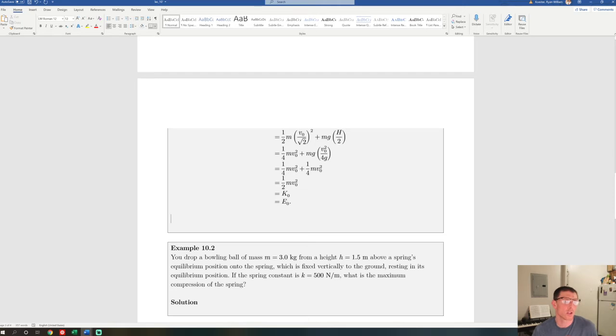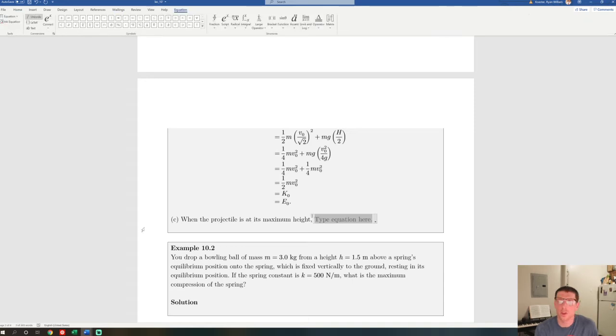Okay, so the last thing we want to do was calculate the mechanical energy when it's at its maximum height, right? So when the projectile is at its maximum height, remember that the y component of velocity goes to 0, but this is just a one-dimensional problem, so we'll just write v2 equals 0.